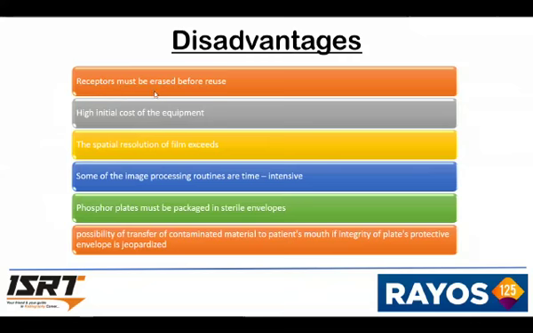Disadvantages are that the receptor must be erased before reuse, the initial cost of the equipment is high, and the spatial resolution of film exceeds that of digital. Some of the image processing routines are time intensive, phosphor plates must be packed in a sterile envelope, and there is a possibility of transfer of contaminated material to patients' mouths if the integrity of the plate's protective envelope is jeopardized.